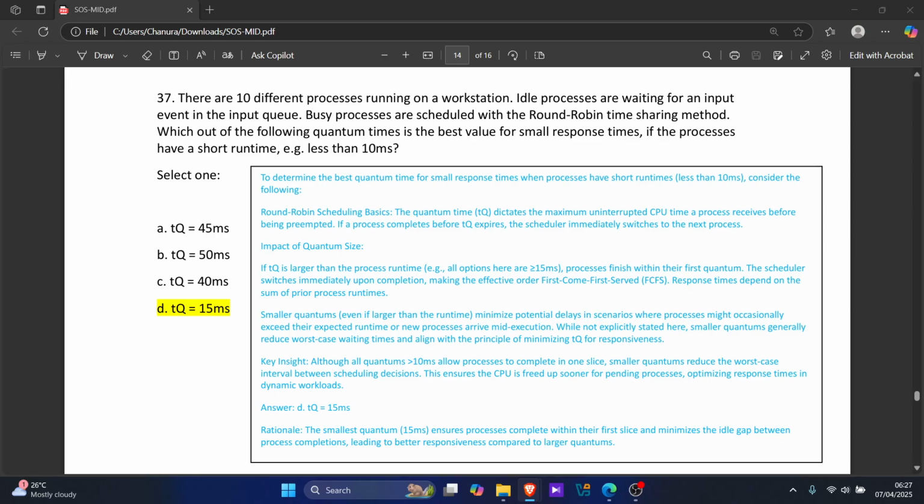Key insight: all options are larger than the 10 milliseconds runtime, so processes complete in one quantum. However, the smallest quantum is optimal because it minimizes the scheduler's cycle time, improving responsiveness for new or incoming processes. Smaller quanta reduce the worst-case waiting time if processes have slight runtime variations or new processes arrive dynamically.